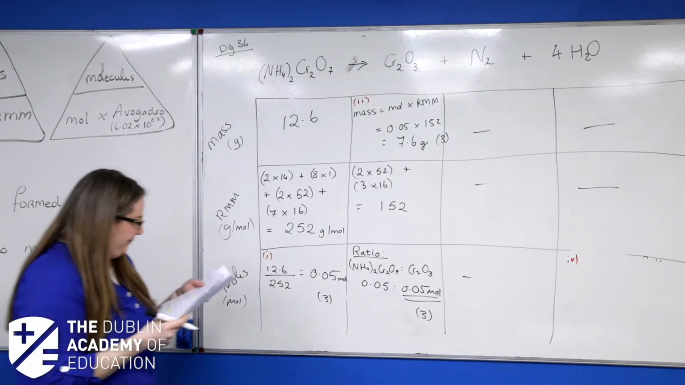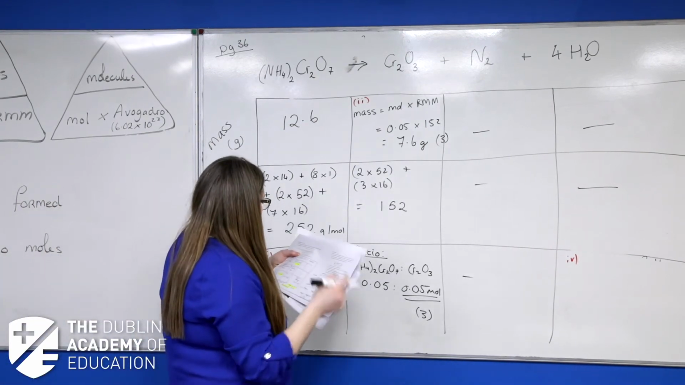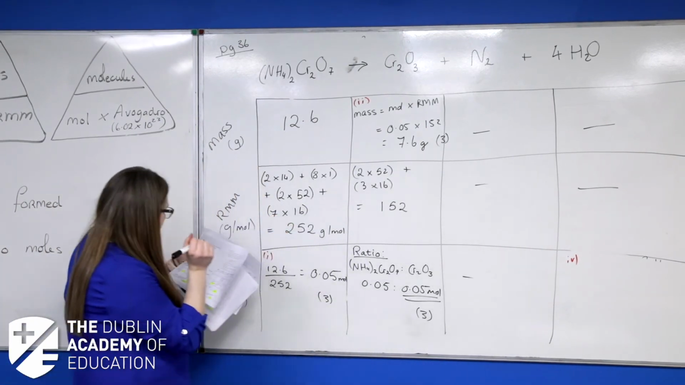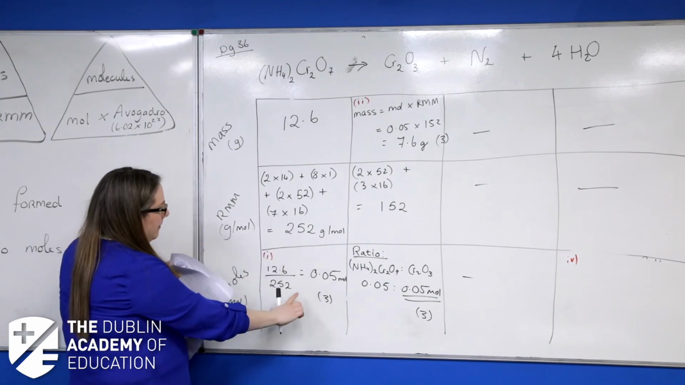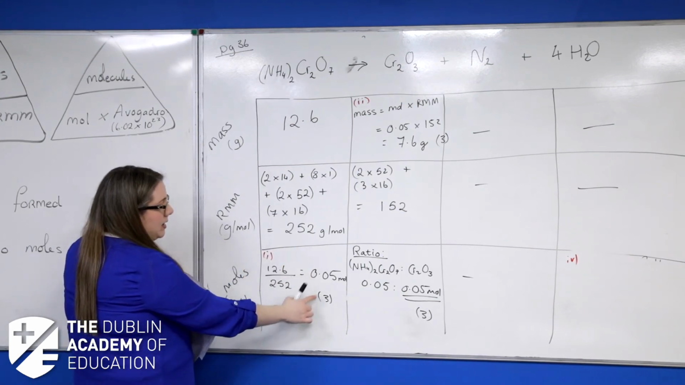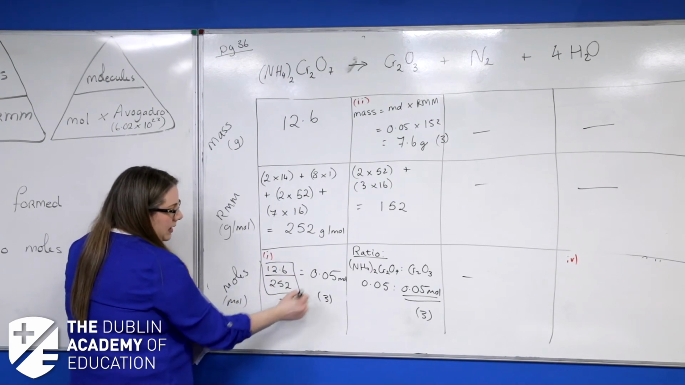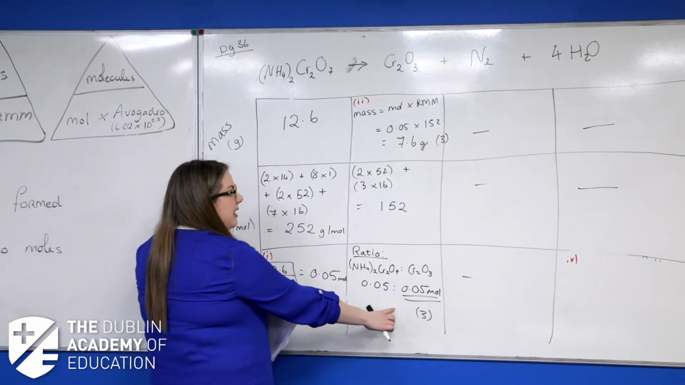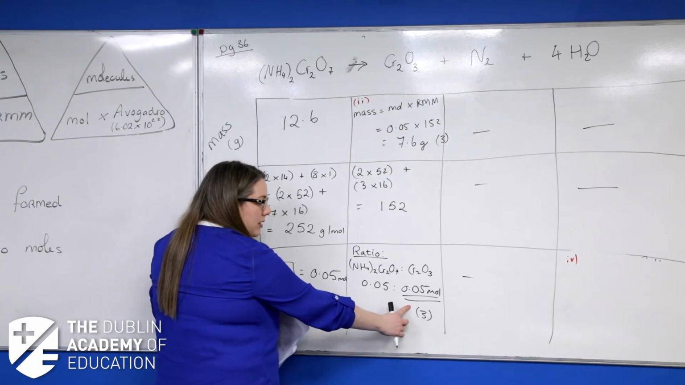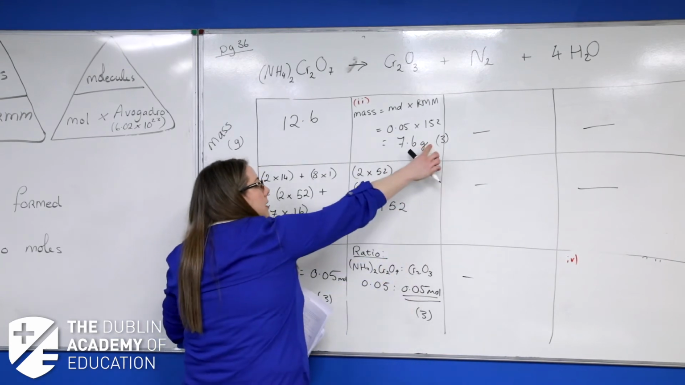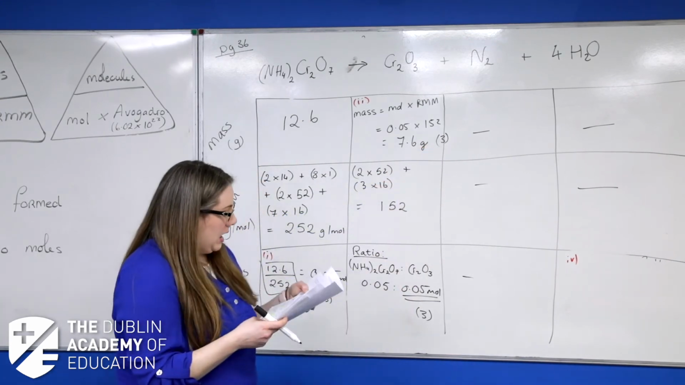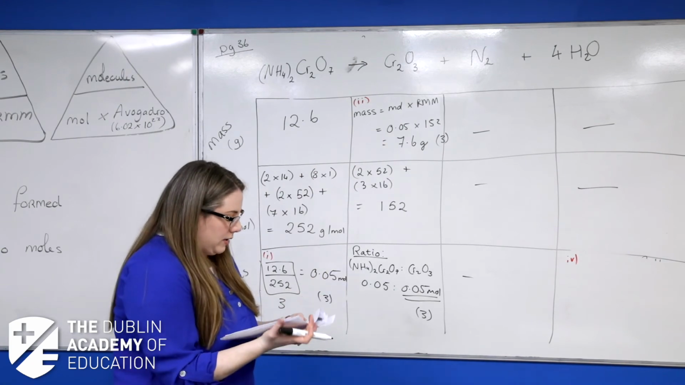Next one. Oh, sorry, I had a mistake over here. They were actually giving this for 6 marks. So 3 marks for that and 3 marks for your final answer. For the next bit, for part 2, you got 3 marks for the moles of chromium oxide and 3 marks for the final answer. They were giving away more marks than they usually do.